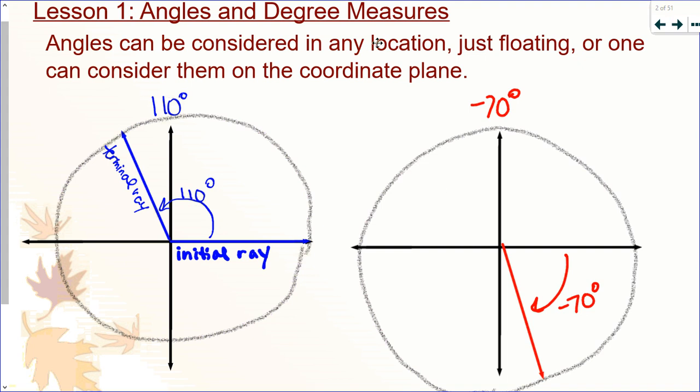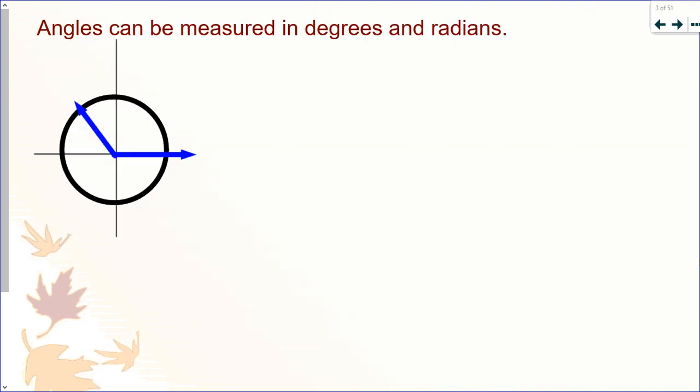So angles can be considered anywhere. In geometry, we learn of angles and triangles. We learn of angles and really all these different shapes. But in trig, we consider the angles on a unit circle because it just makes all the math a lot easier. So angles have two different units. They can be measured in both radians and degrees.